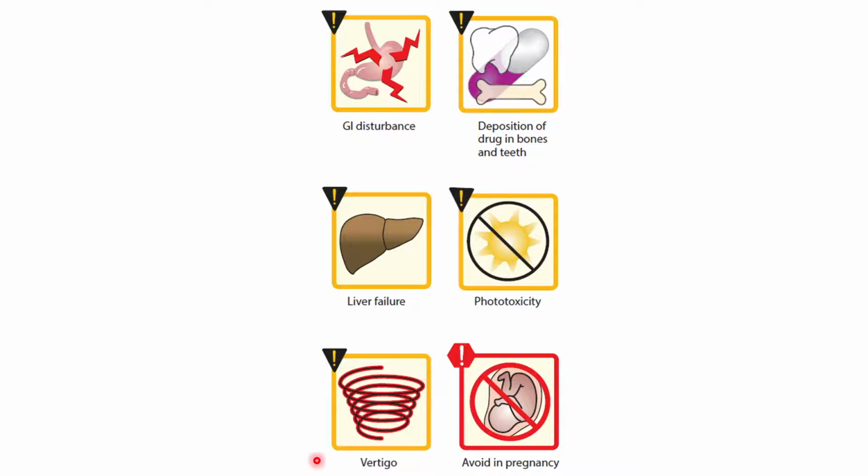Vertigo can be seen in high doses, and tetracyclines are contraindicated in pregnancy because of the influence on the bones. Tetracyclines will deposit in the bones and lead to diseases of the bones and also of the teeth. So that is why they are absolutely contraindicated in pregnancy.